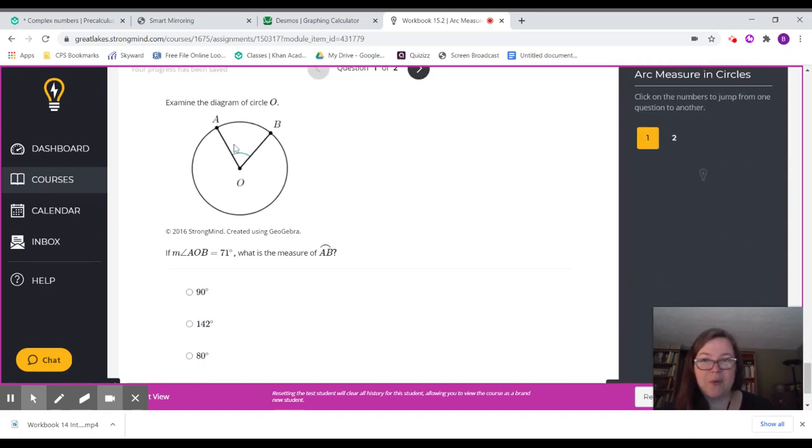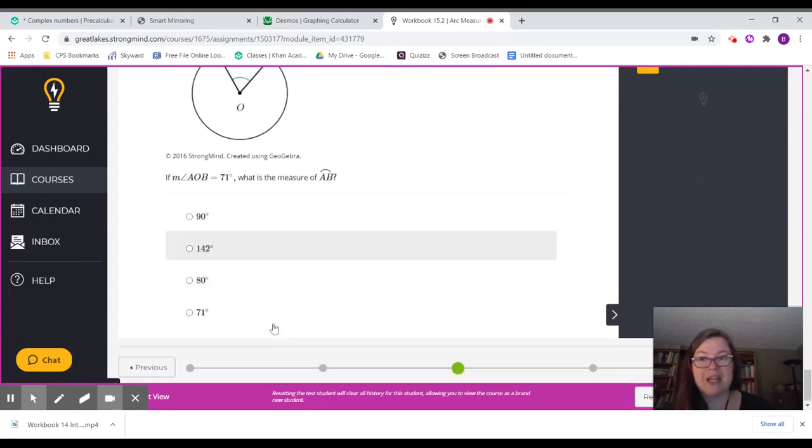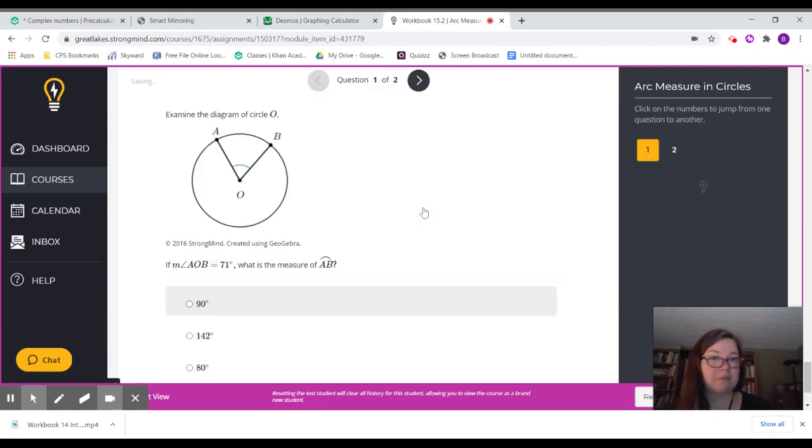We have circle O and we have arc AB. If we wanted to find the measure of arc AB, it's the same thing as that central angle of AOB, so it would also be 71.